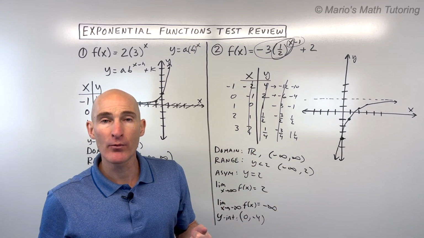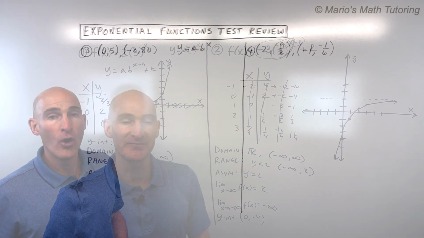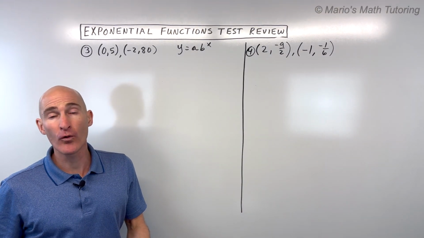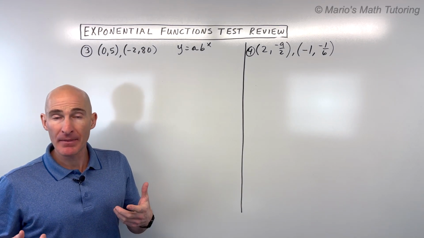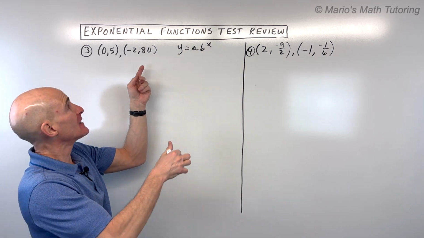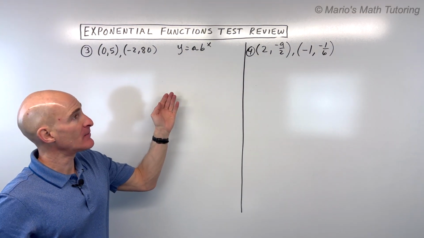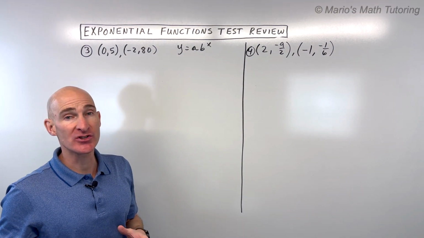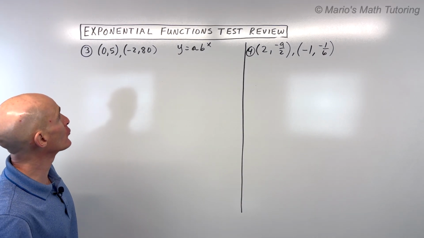So let me erase the whiteboard. Let's get into the next group of problems. For example, number 3 and number 4, we're going to write an exponential equation in the form y = ab to the x power given 2 points. Same thing for number 4, same instructions. So see if you can do these 2 on your own and we'll go through them together.